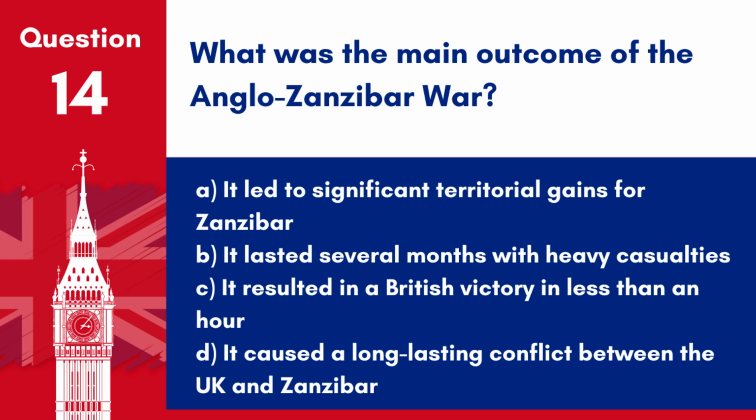Question 14. What was the main outcome of the Anglo-Zanzibar War? A. It led to significant territorial gains for Zanzibar. B. It lasted several months with heavy casualties. C. It resulted in a British victory in less than an hour. D. It caused a long-lasting conflict between the UK and Zanzibar.